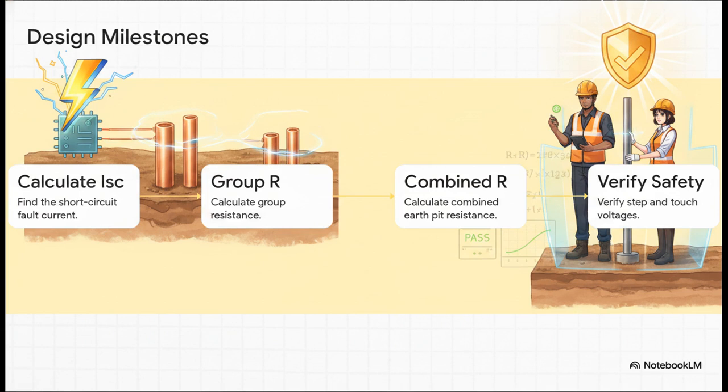You're always going to start by calculating the expected short-circuit fault current. Once you have that, and you've factored in the physical geometry of your rods like we just talked about, you find your combined resistance. But all this math leads straight to step 7: verify step and touch voltages. This is your ultimate pass or fail metric. You are literally mathematically proving that if a massive fault happens, the voltage radiating through the dirt beneath a worker's feet or the voltage on a metal frame they might be touching will absolutely not reach a lethal threshold.